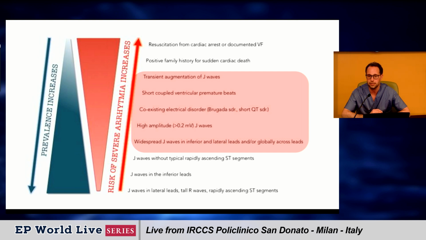Obviously, these conditions are associated, of course, with a malignant prognosis. And of course, we know that a patient with cardiac arrest, or who survived a cardiac arrest, with a positive family history of sudden death and the presence of this kind of pattern, obviously this is the most relevant condition and the one that we need to take care of. However, those patterns are not the only ones.